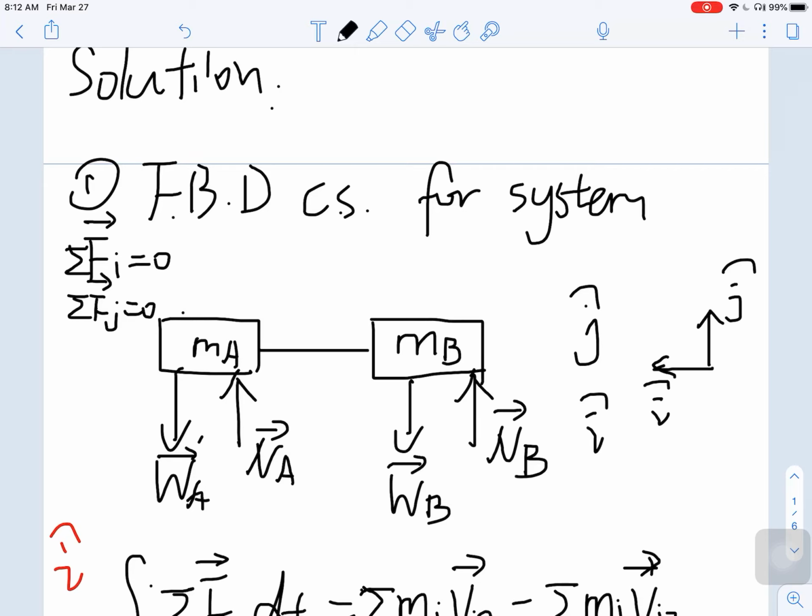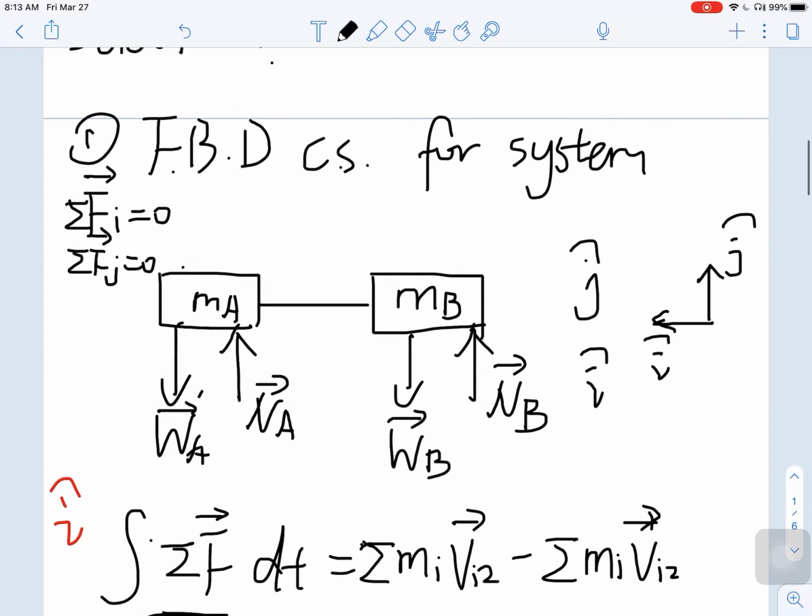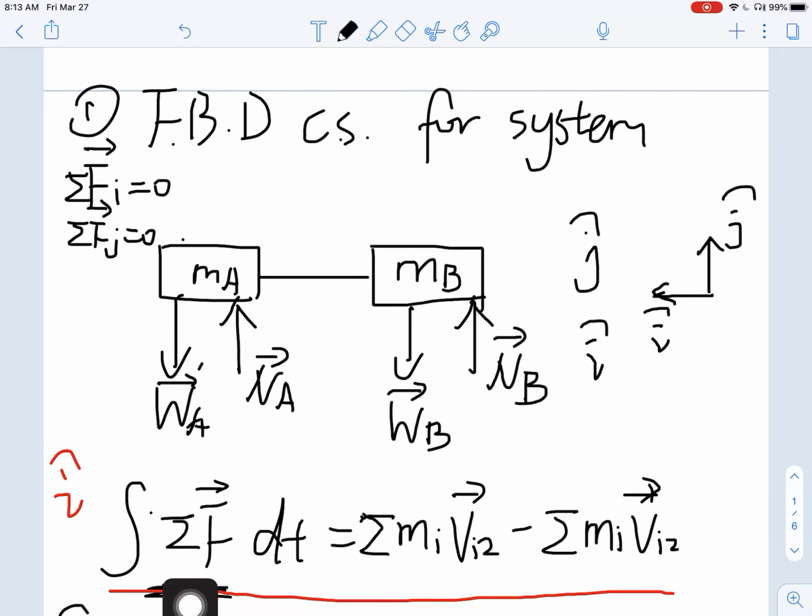Since we're interested in the velocity on I direction, we will apply the impulse momentum equation on I direction. In the impulse momentum equation, we need the sum of the forces, the integral of the sum of the forces over delta t, on the left side of the equation. On the right hand side, you need to have the change of momentum, which is the sum of all the masses times V2 minus the sum of all the masses times V1.